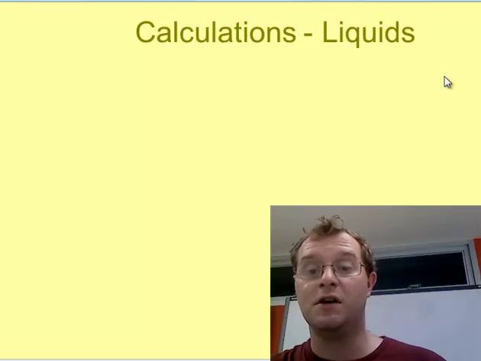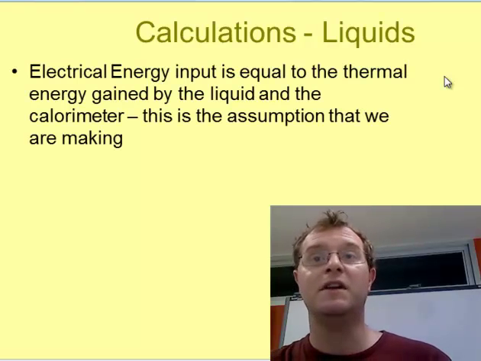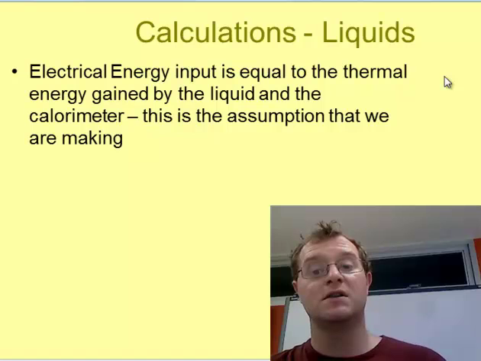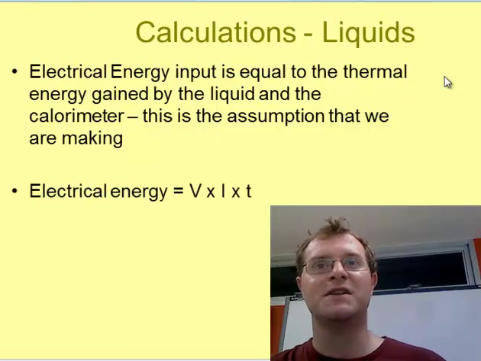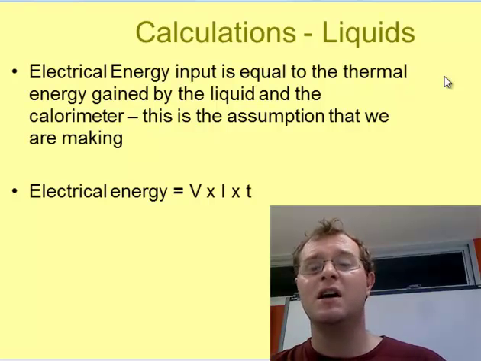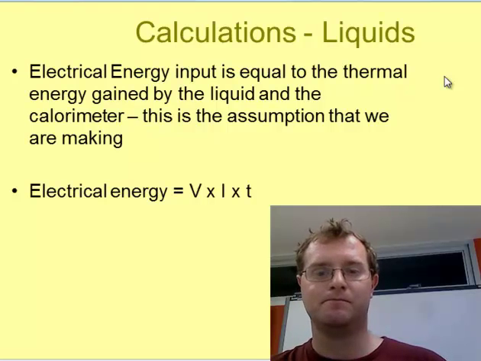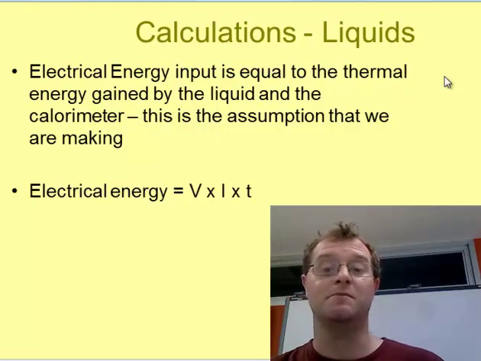So, the calculations that you're going to need. First of all, you're going to need to work out the electrical energy. In theory, this should be equal to the thermal energy gained by the liquid and the calorimeter, assuming that no energy is lost to the wider environment. Electrical energy is calculated by the voltage times the current times the time. It's expected that the voltage and the current will be constant through the time taken. Sorry, t is time taken.